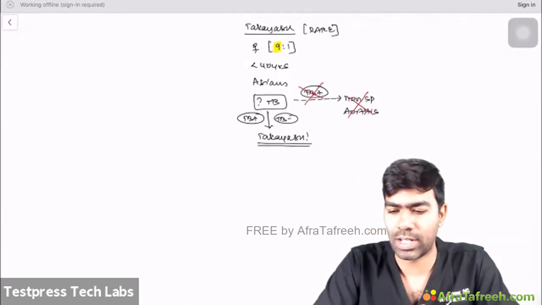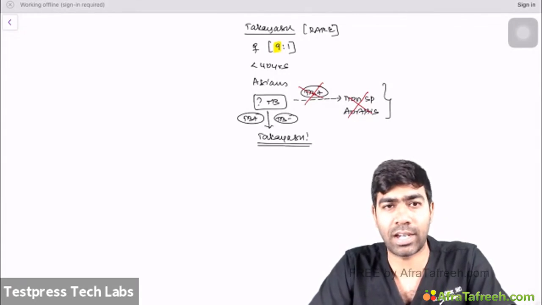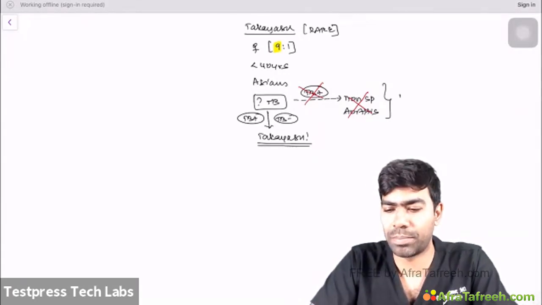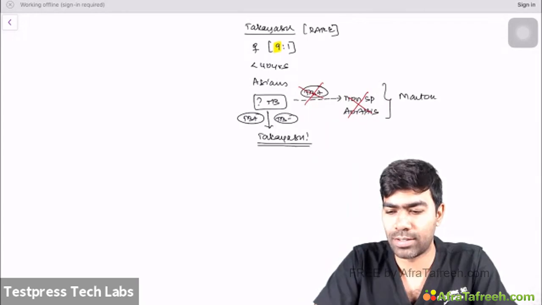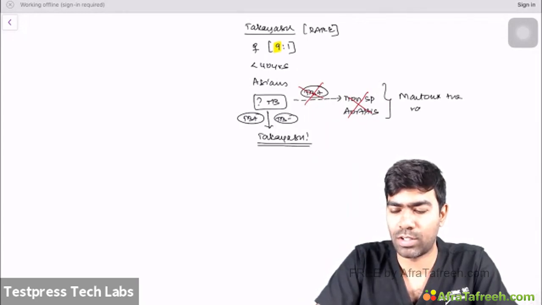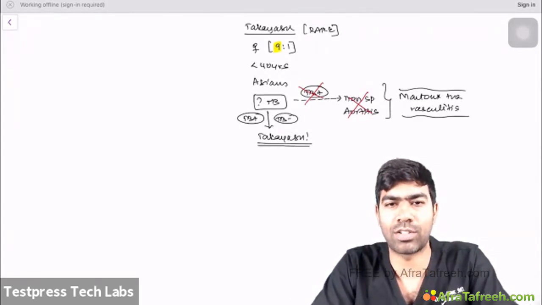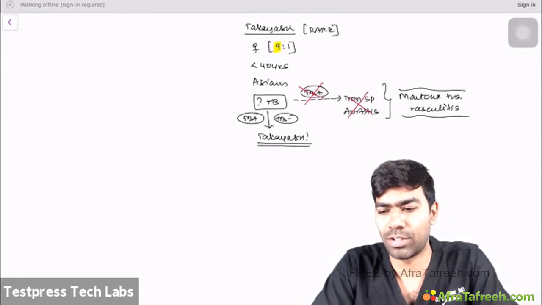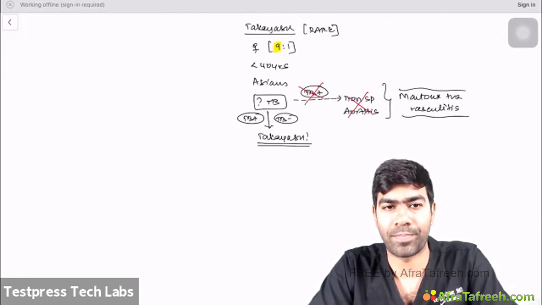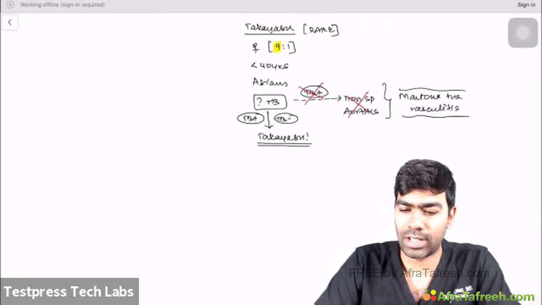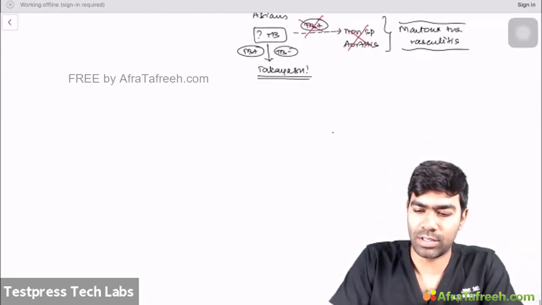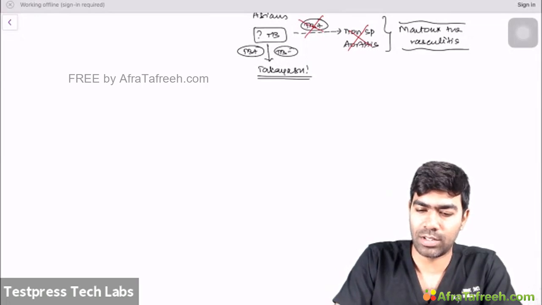That is the reason why previously Takayasu arteritis was also given another name, Mantoux positive vasculitis. That is because it has a very strong association with tuberculosis. That's why.